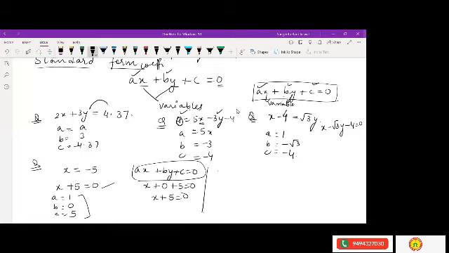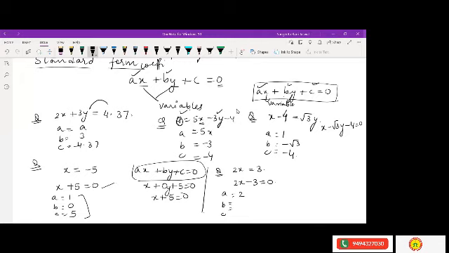Now suppose you are given another question like this: write each of the equations in two variables. Now you have to write it in two variables. Here the variable was just y. So two variables, how will you write this equation? 2x minus 3 is equal to 0. Okay, so here A is what, B is what, and C is what?